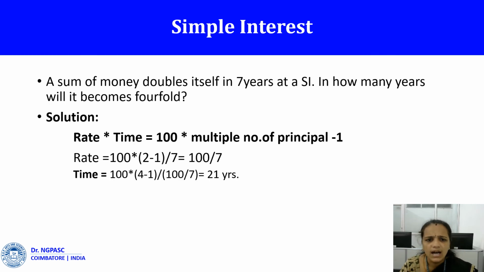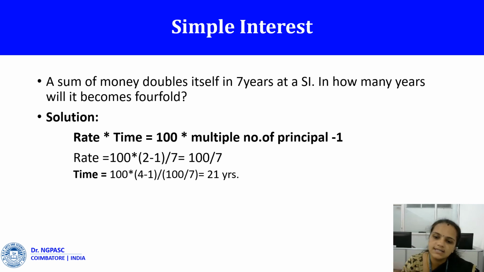Same like that. Here they ask in how many times it becomes the next fold. A sum of money doubles itself in 7 years at simple interest. For example, if you take 100 rupees, it becomes 200 rupees in 7 years. So for an extra 100, it takes us 7 years. In how many years does it become fourfold?